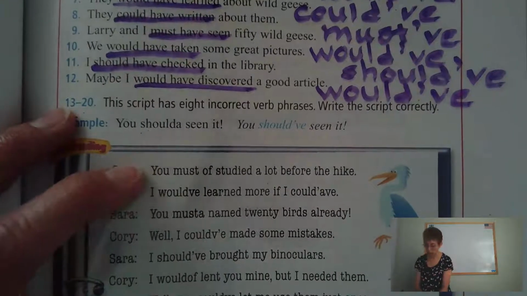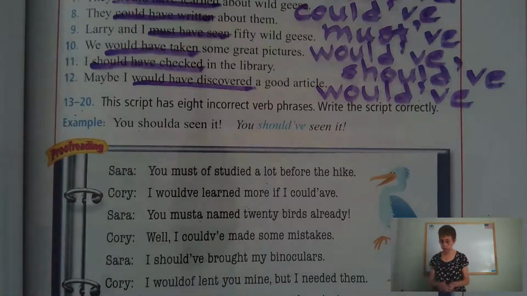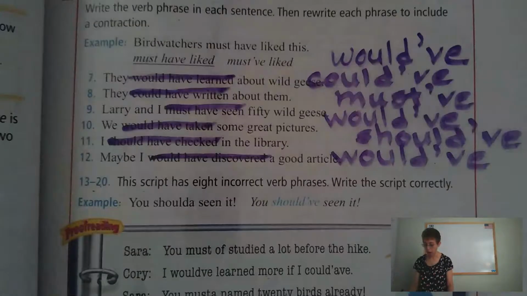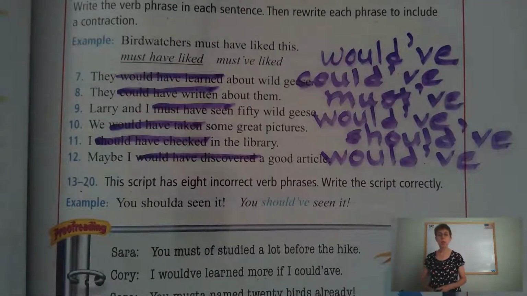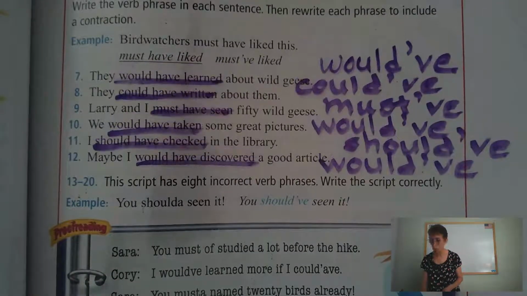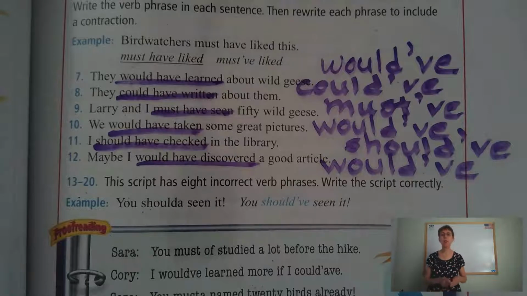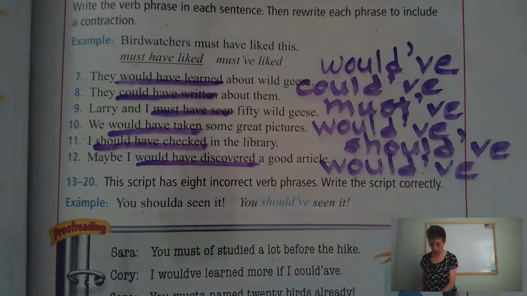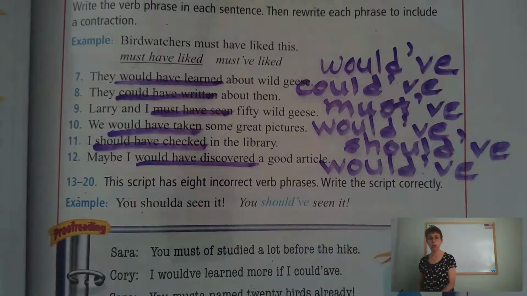Okay, so again, you need to remind yourself that when we are speaking using those verb phrases, we're saying would've, not would of. Remember that that second helping verb is not of. Of is not a helping verb. The second helping verb is have. Would have, should have, must have, and could have.